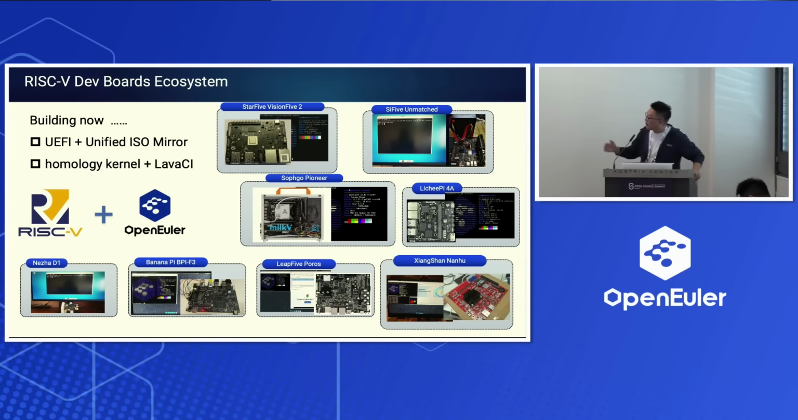These were the developer boards we showed that were supported by the openEuler RISC-V edition. Some of them were sold globally and dispatched by RISC-V International. So if you want a board, feel free to write an email to RISC-V International. There's a program called the Dev Boards program. They will send the boards for free to open source developers worldwide.